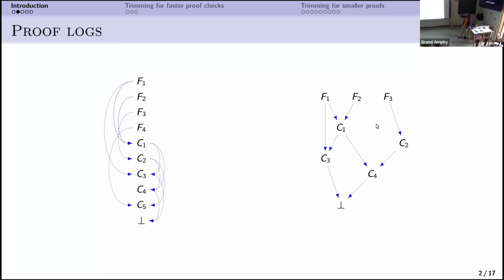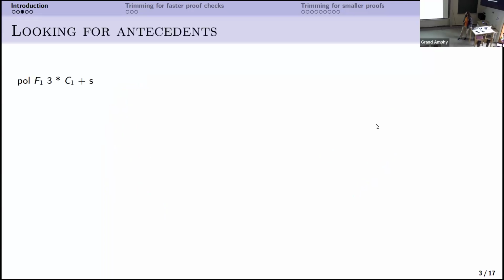The problem here is all the blue edges that you see here, we don't have them in most cases. So the goal of trimming is to find back what the antecedents are for each constraint, which constraints derive each constraint. That's the main problem for proof trimming.